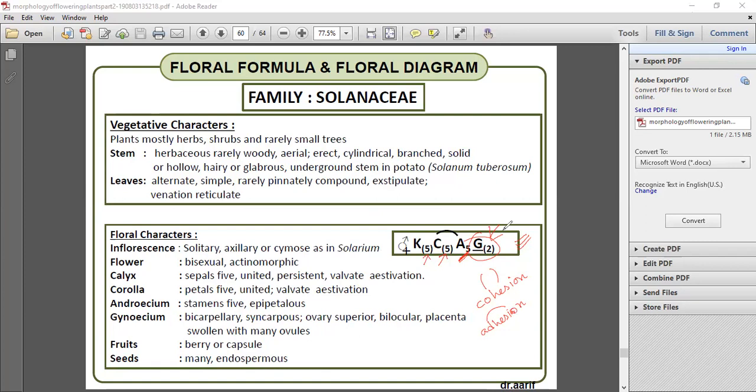So let me tell you, apart from that, the leaf is alternate, simple, or rarely finitely compound. And the best part I want to share is that the fruit is berry or capsule, and seeds have endosperm present in them. So we will move ahead.